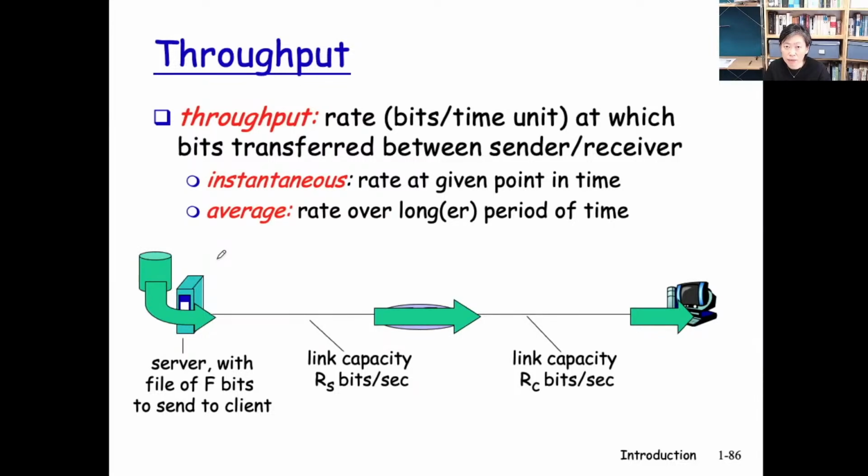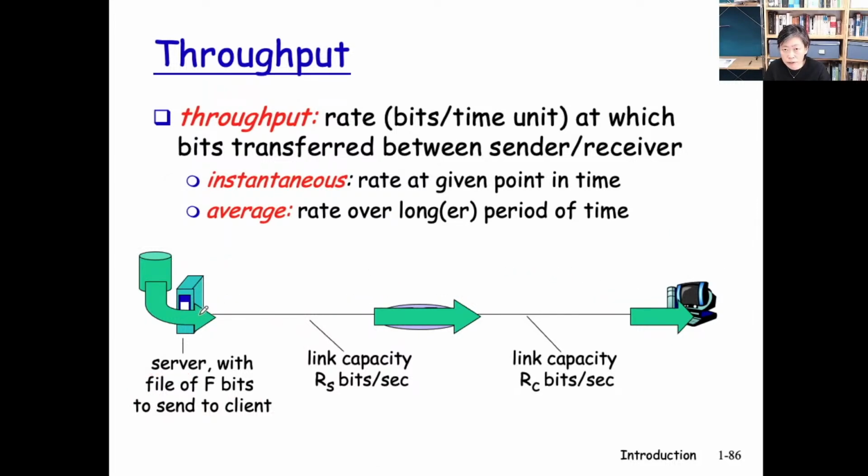Now let me elaborate the example a little bit more. This is the sender, this is the receiver. The sender is essentially a file server hosting big files. Let's say a file of F bits is being sent over to the client requesting the file. So we're talking about just the file download, not the request part.